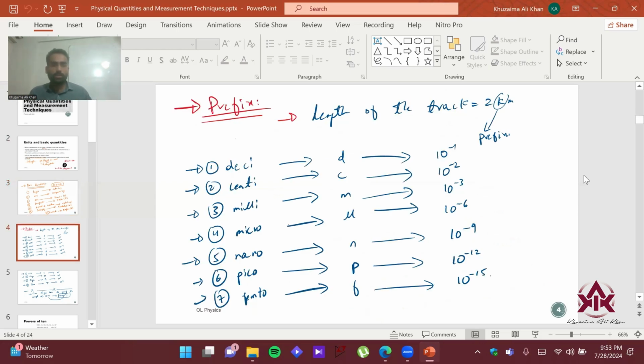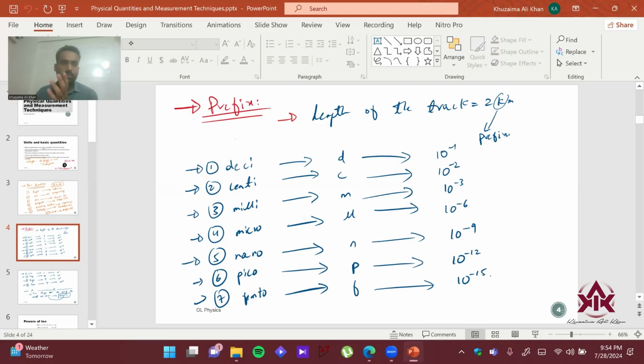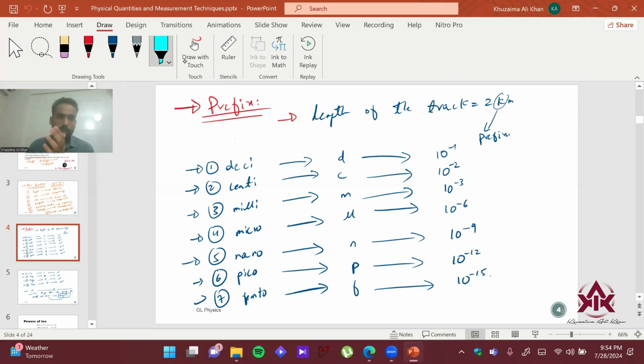We also talked about some prefixes in the last class, that we have some powers in the negative, called deci, centi, milli, micro, nano. So you should remember these prefixes. If you're doing calculations, you always want to remove the prefix. Let's say the length of the track is 2 kilometers. This kilo needs to be removed before doing the calculations because kilo stands for what? It stands for 1,000, right?